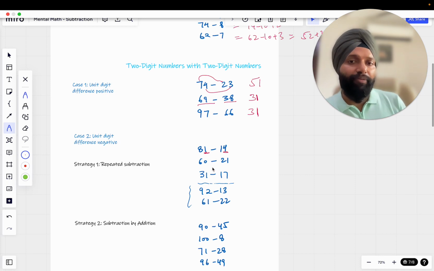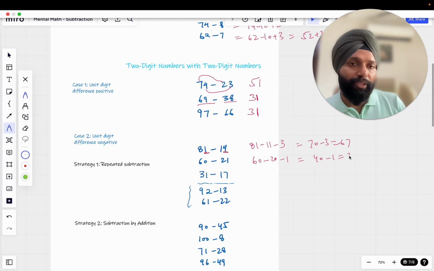Again we have two different approaches, the first of which is repeated subtraction. So you can do 81 minus 11 minus 3. Now 11 is easier to subtract from here, so that becomes 70 minus 3, which is 67. And then 60 minus 21, so you do 60 minus 2 minus 1, 20 minus 1, so this is 40 minus 1, which is 39. So 31 minus 11 minus 6 you can do, which is 20 minus 6, which is 14.